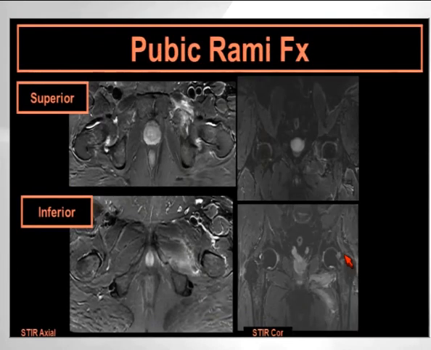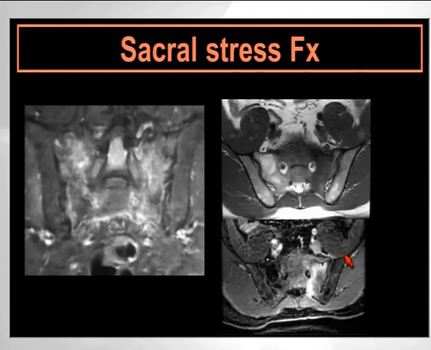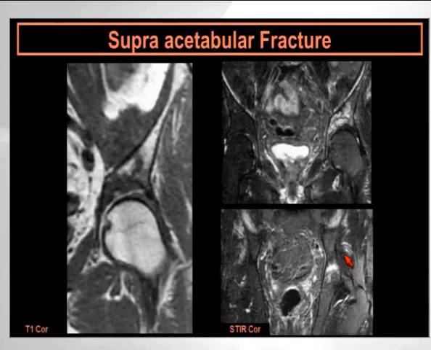So pubic rami fractures, again, if you're doing MRI, especially abbreviated hip MRI, get used to their appearance on coronals. Here's a classic superior pubic ramus fracture on coronal, and the same thing for the inferior pubic ramus fracture. Sacral stress fracture, we just talked about, is easy to diagnose on MRI, but this is the buckle appearance I was talking about. Sometimes you may just see cortical buckling on CT.